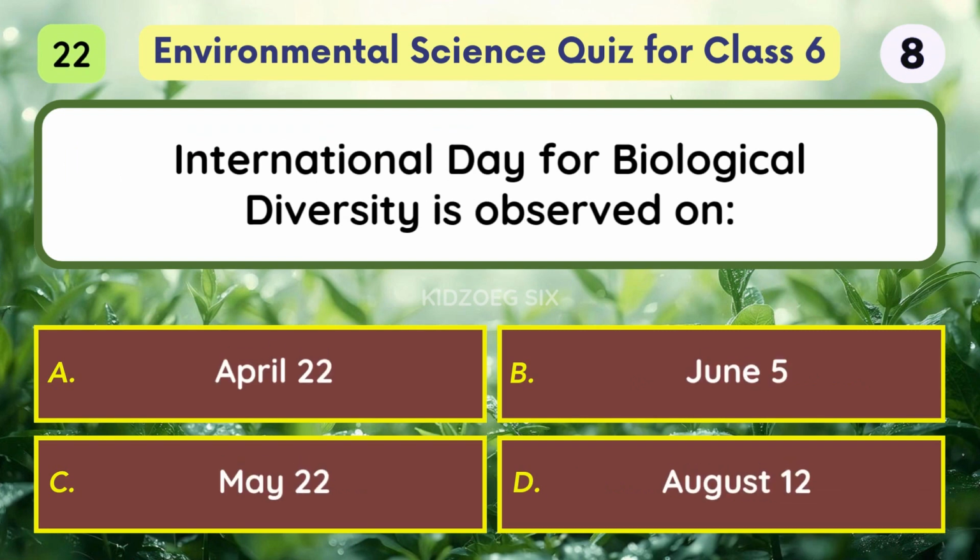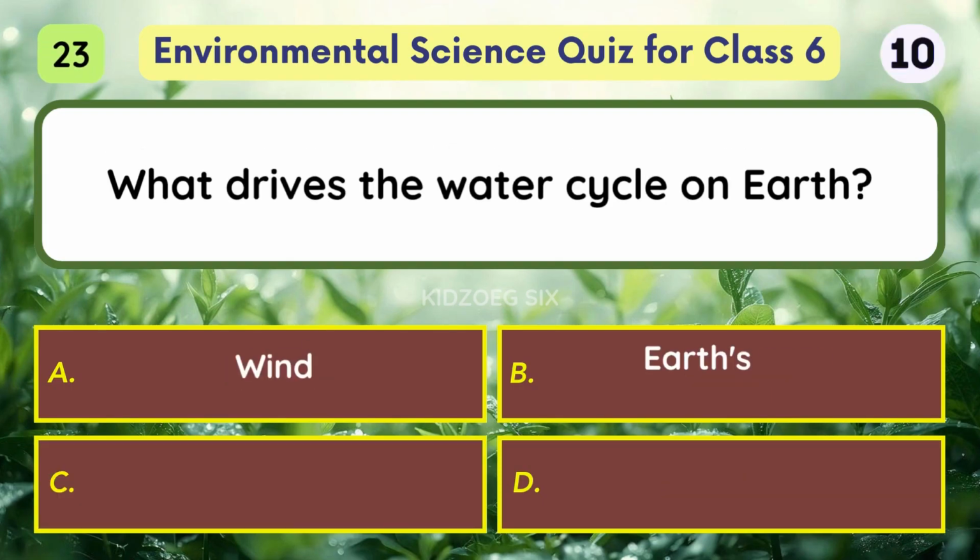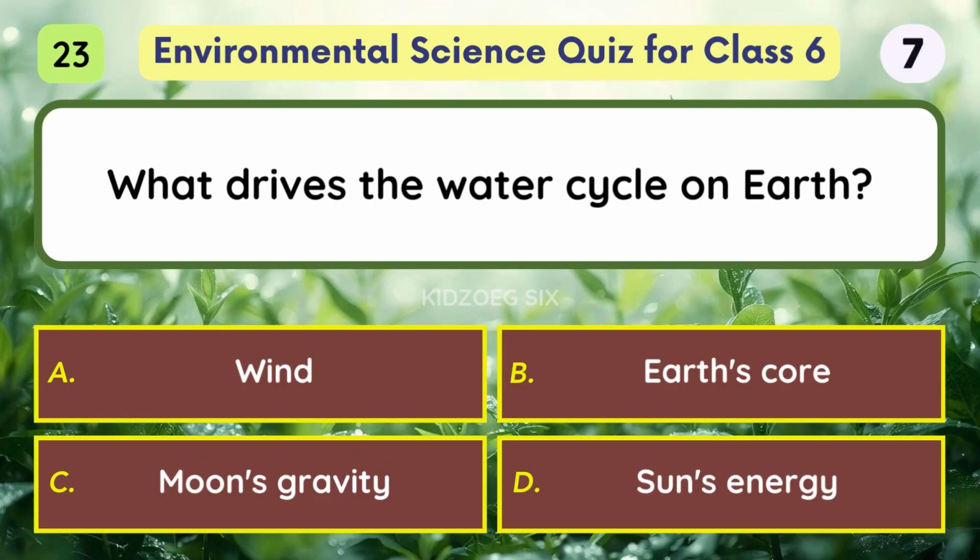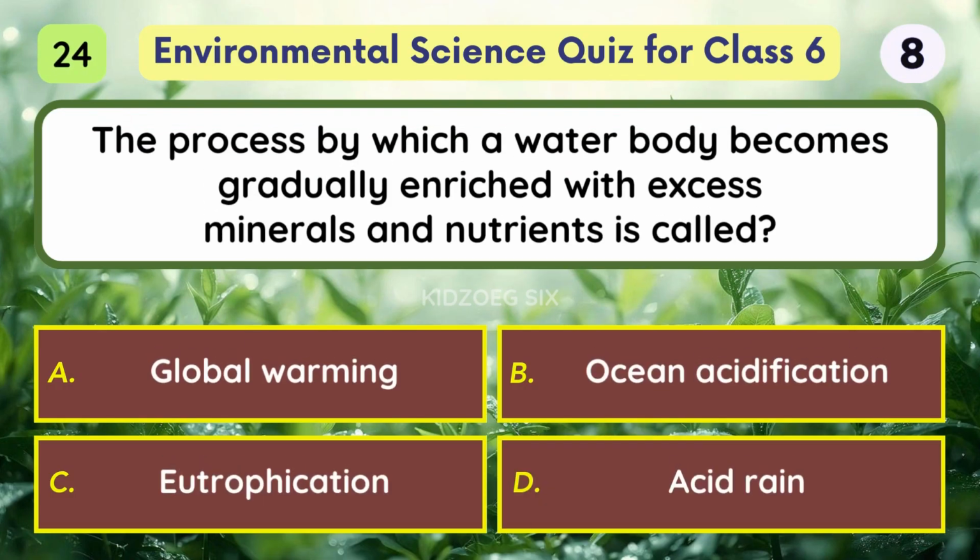International Day for Biological Diversity is observed on. May 22nd. What drives the water cycle on Earth? Sun's energy. The process by which a water body becomes gradually enriched with excess minerals and nutrients is called. Eutrophication.